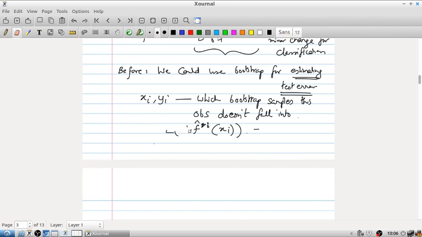Actually, let me just write it separately. Explicitly I'm writing all those B indices where xi, yi is not a part of that sample. A summation, and there is also a normalization, I'm not writing that, but this is called the out of bag estimate. You can do this for every observation.